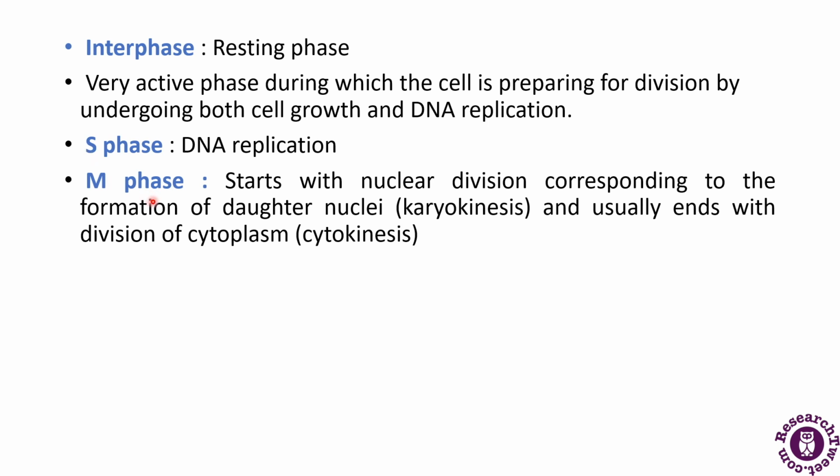The last of the cell cycle phases is the M phase. It starts with the nuclear division. As studied in the earlier slides, the M phase has been divided into two, the karyokinesis and the cytokinesis. The karyokinesis is the division of the nucleus. Karyo means nucleus, and kinesis means division. So there is a nuclear division which takes place, and it ends with the division of the cytoplasm, that is cytokinesis.